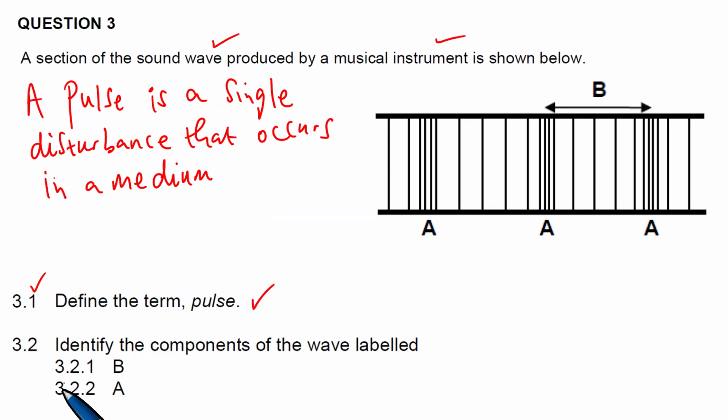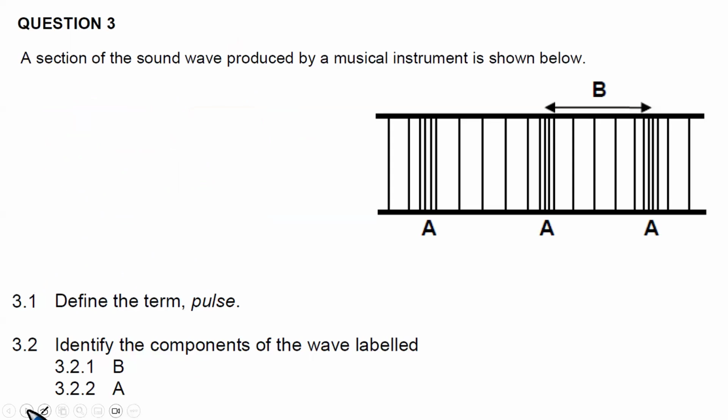Next question. Identify the components of the wave labeled B. Right, B. What is B there in the diagram? What component do you think B is? Because this is a sound wave produced by a musical instrument, what do you call B in the diagram?